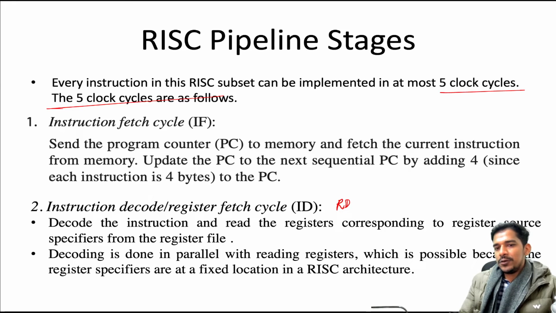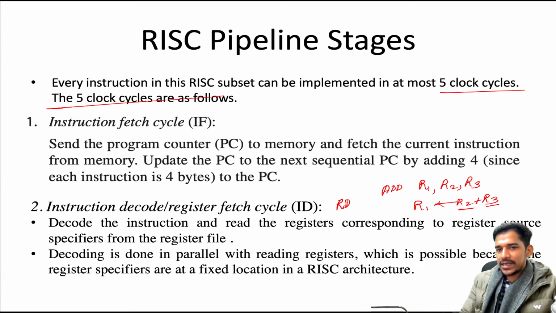In this cycle, if the source operands are registers, you fetch the source registers. For example, take the instruction add R1, R2, R3. Here you are adding the values of R2 and R3 and writing the result into register R1. These are the two register operands, so they will be read in the same cycle. These two things happen in parallel: decoding the instruction and reading the registers for the input operands. So these are done in the same cycle.